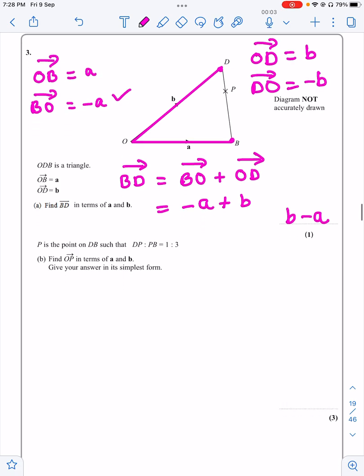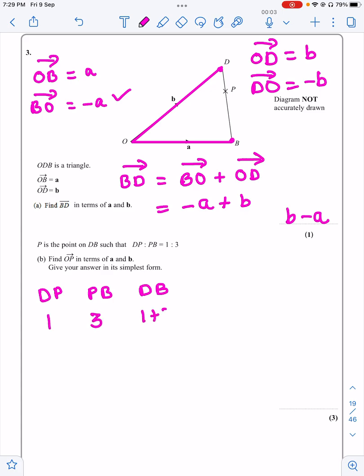Great. Now they have told P is a point on DB such that DP is to PB is 1 is to 3. Now, first of all, you have to understand that DP and PB are a part of line DB. So first, we write DP, we write PB, and we write DB. The ratio is 1 is to 3.